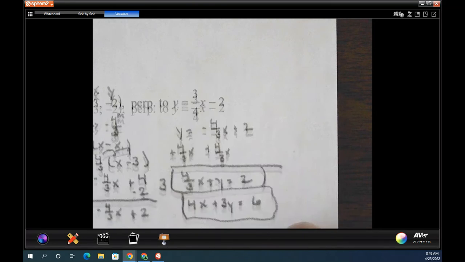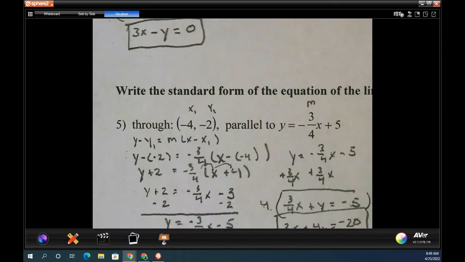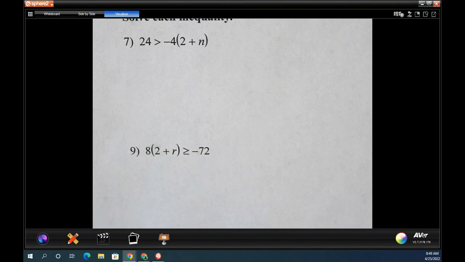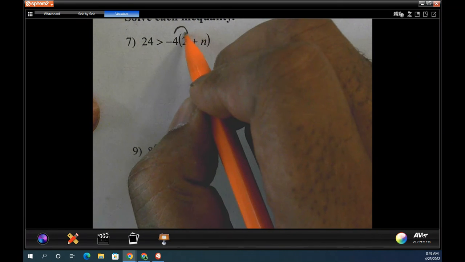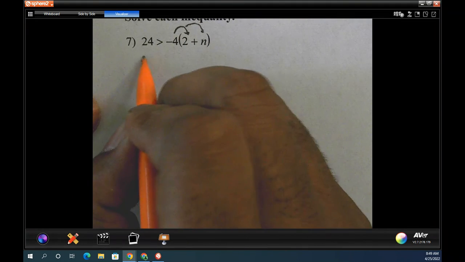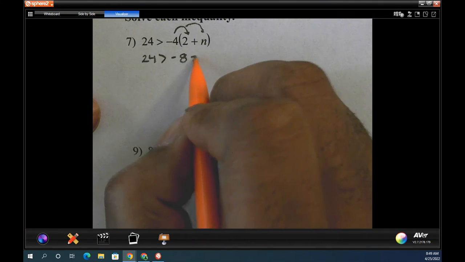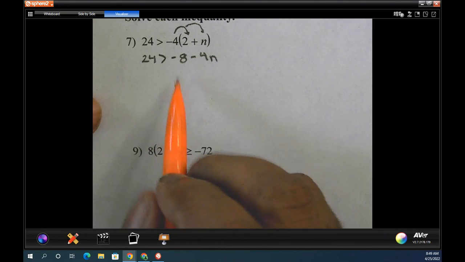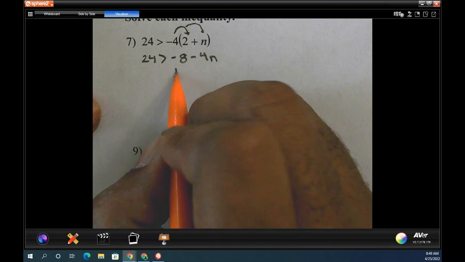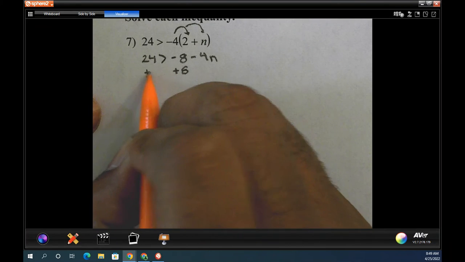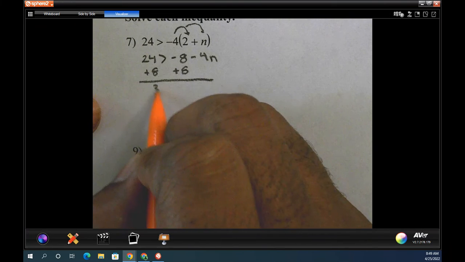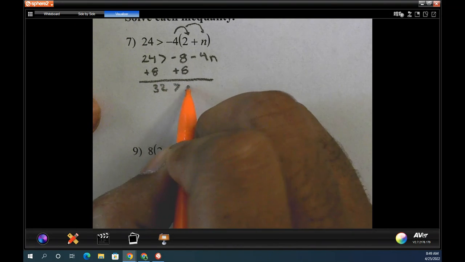Let's go to number 7. Solve each inequality. Okay. On this one, I'm doing this for a reason. Can't do these on the calculator. Distribute that negative 4. So you have 24 is greater than negative 8 minus 4n. All right, isolate the variable. Add 8 to both sides. You get 32 is greater than negative 4n.